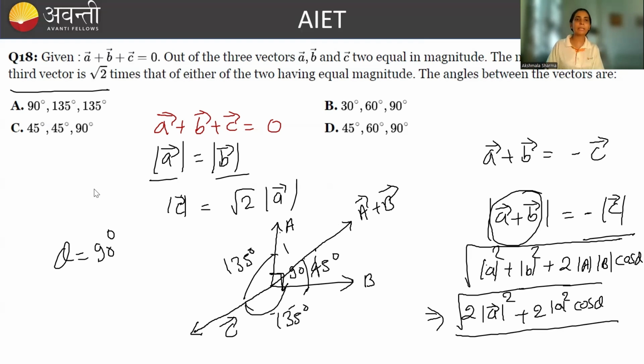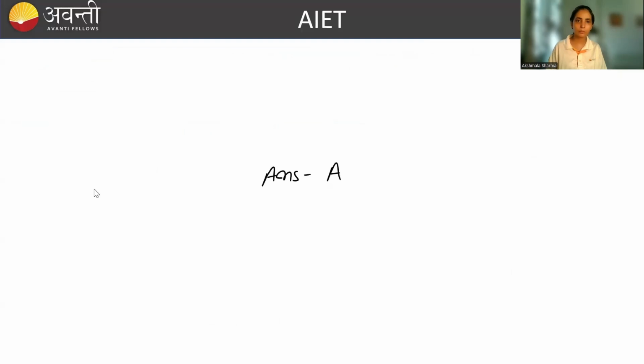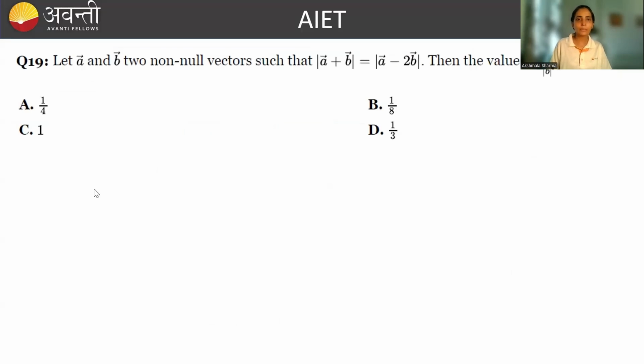So the angle between the vectors a, b and c: a and b is how much? 90 degrees. b and c is how much? 135. c and a is how much? 135. So the correct answer is going to be this. Okay, let's go on. Now let's look at this question.